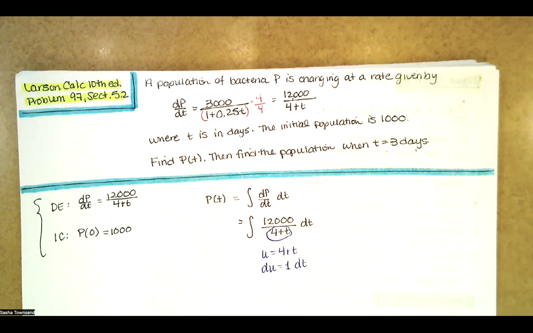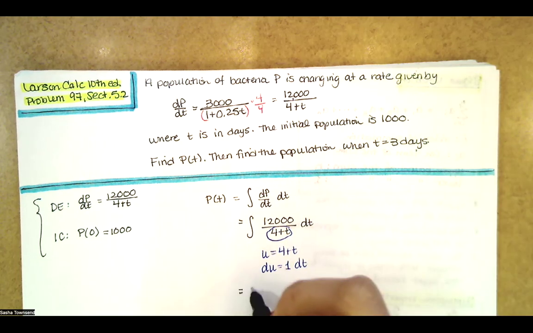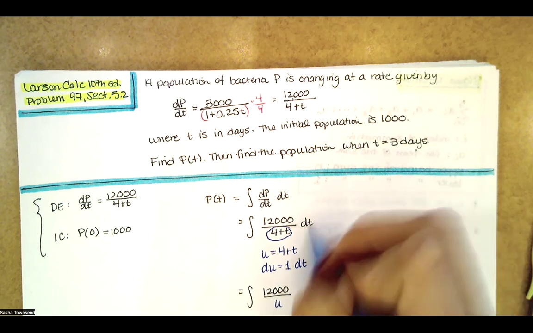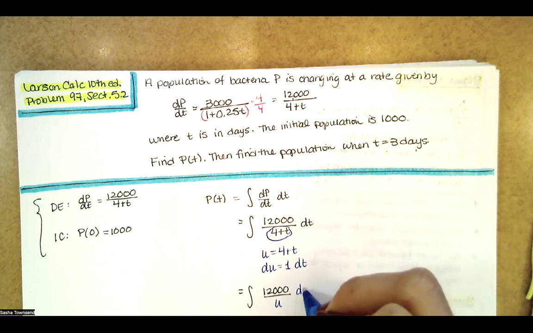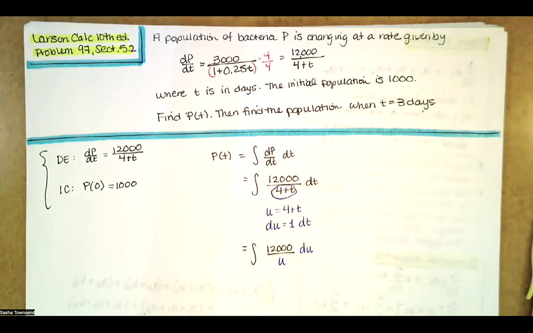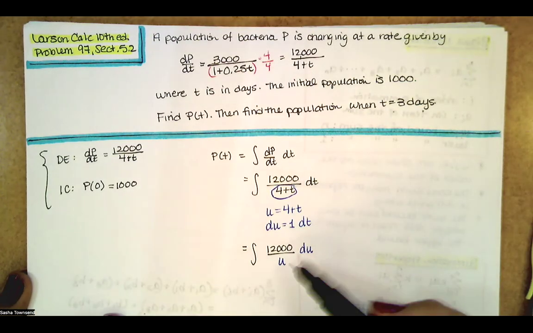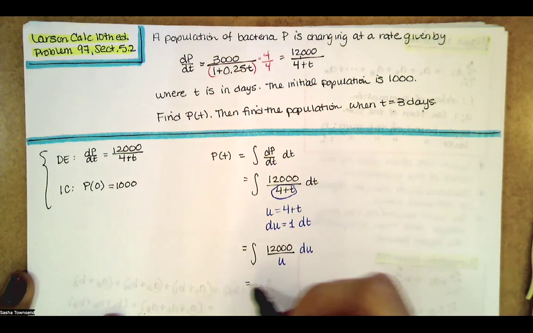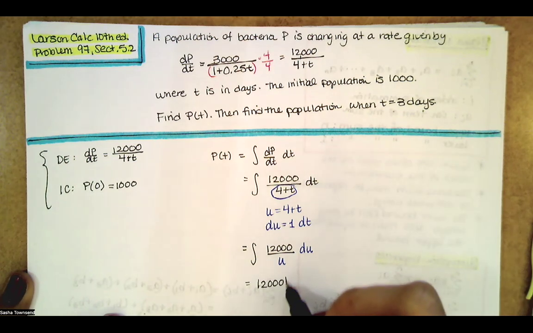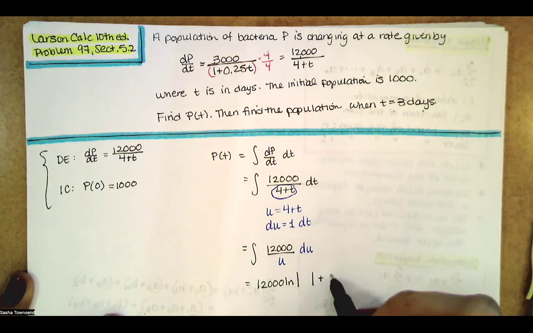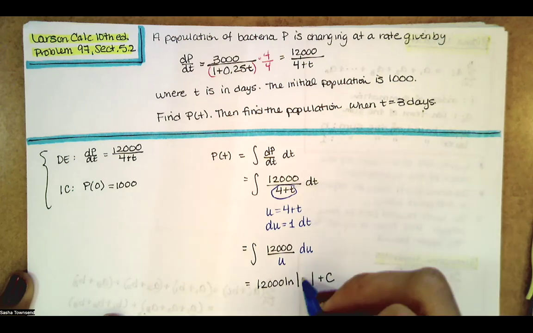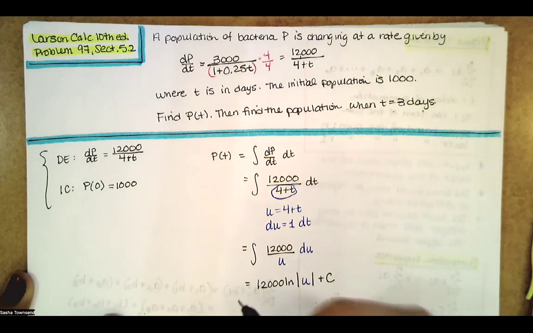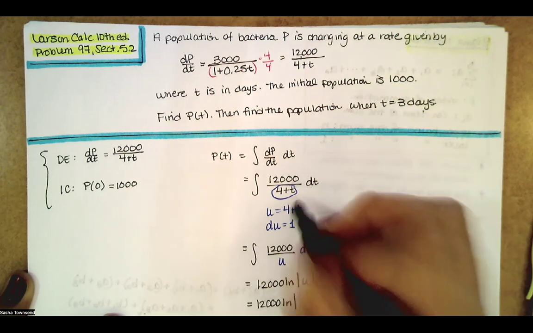And then we rewrite the integral entirely in terms of u. So we're going to have 12,000 in the numerator, and that 4 plus t is replaced by a u. And then du and dt are the same, so we replace the dt with a du. Now our integral is written in terms of u. And then we say, well, what's the antiderivative of 12,000 divided by u? Well, it's 12,000 times the natural log of the absolute value of u plus C. We evaluate that antiderivative, and then we back substitute. u was 4 plus t.